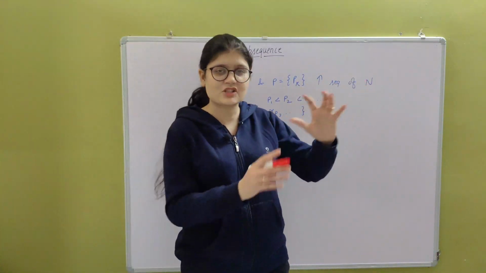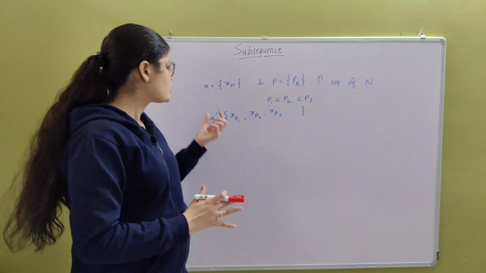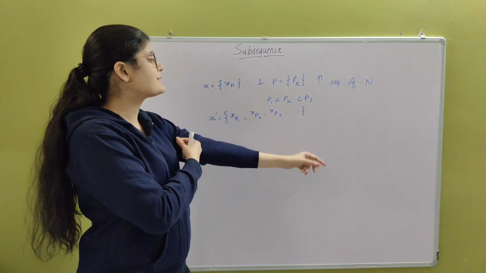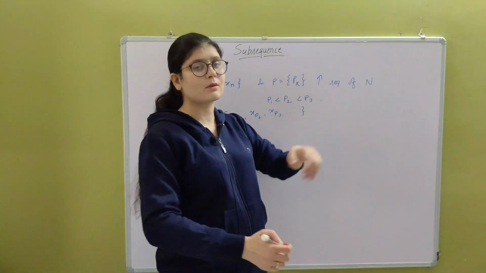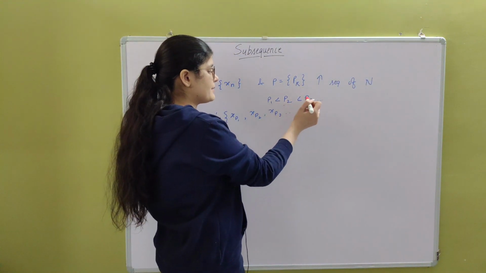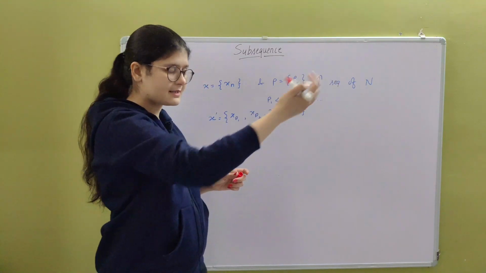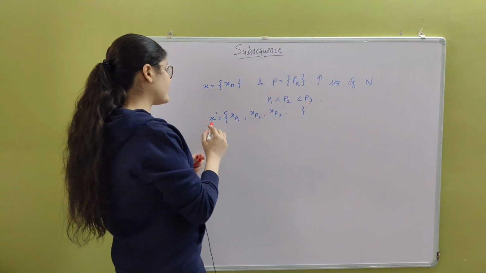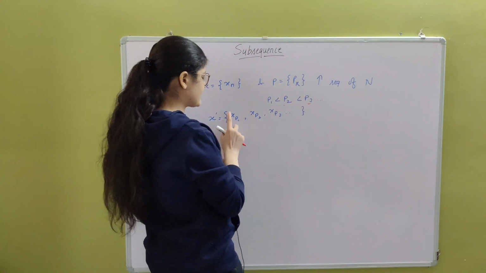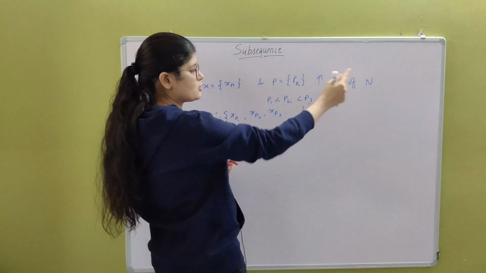Okay, so first let's generalize it. I have considered a sequence xn. Now I have taken pk as an increasing sequence of natural numbers. That means p1 is less than p2 is less than p3, since it is an increasing sequence. So now I have made another sequence x dash from these terms: xp1, xp2, xp3 and so on.